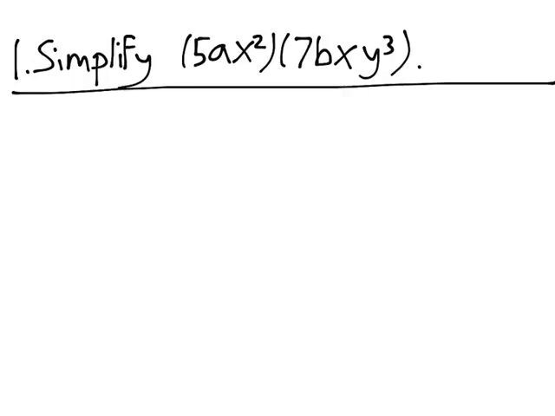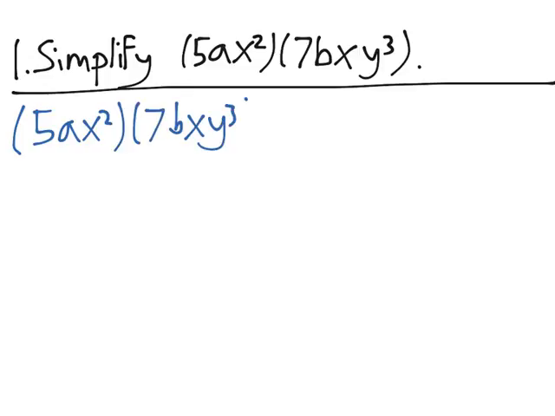Here are some examples about multiplying and dividing monomials. Problem 1. Simplify 5ax squared times 7bxy cubed. So first let's write this out. 5ax squared times 7bxy cubed. Now to multiply these, we first want to multiply 5 by 7 since those are just numbers.